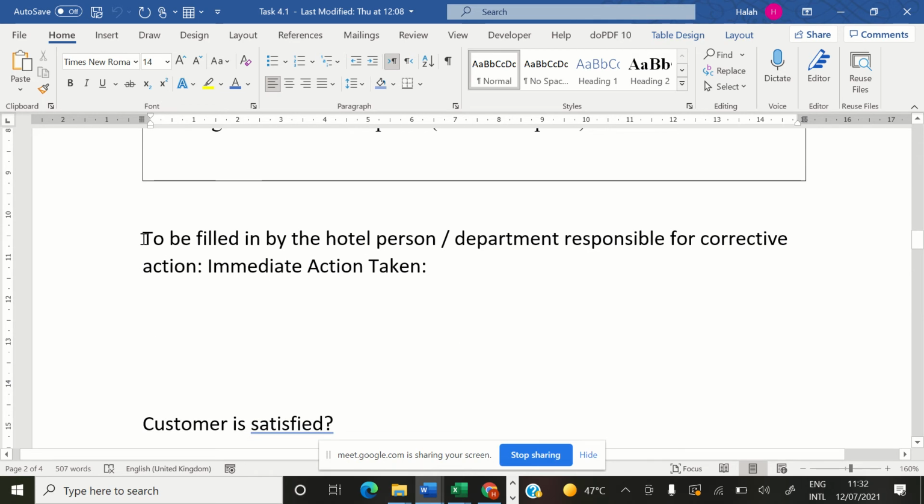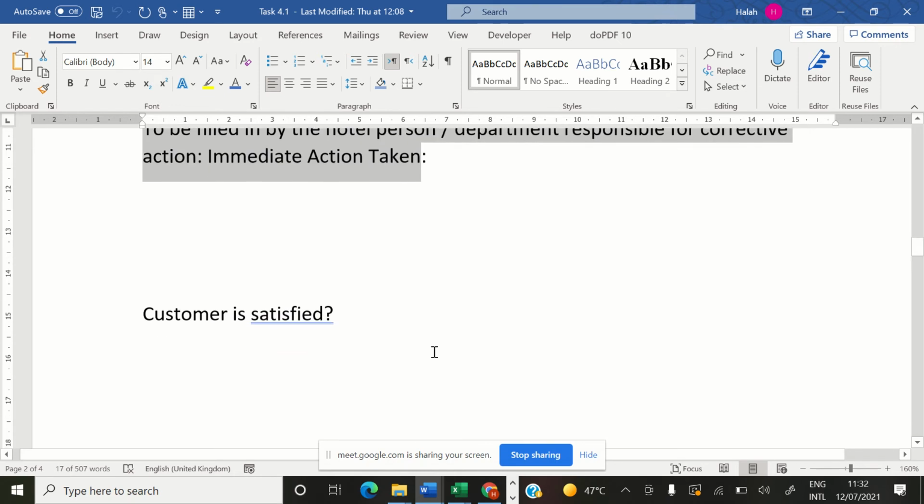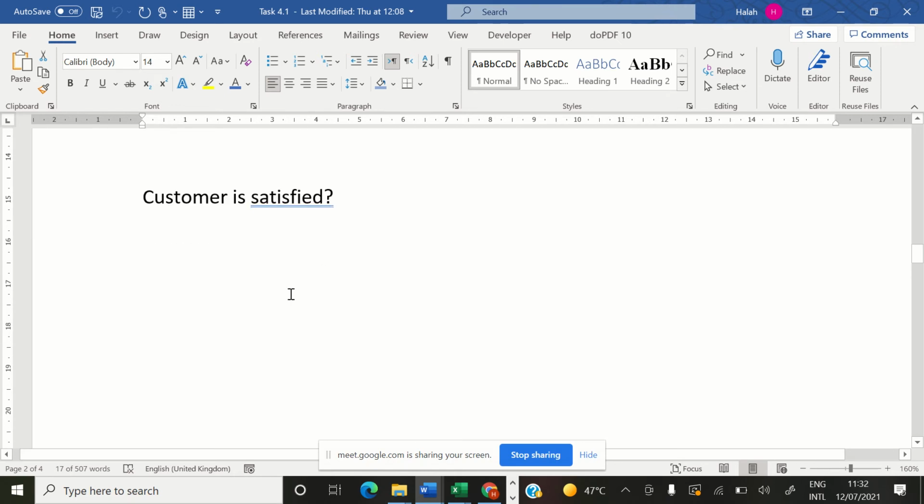And also, you have to write a notice like this form needs to be filled by the hotel person or department responsible for corrective action. Then you have to mention whether the customer was satisfied with the solution or not. As we said, we need to handle any complaints to make the customer happy, and we make sure that he returns to our business and leaves positive feedback. This way we will ensure growth of the business.